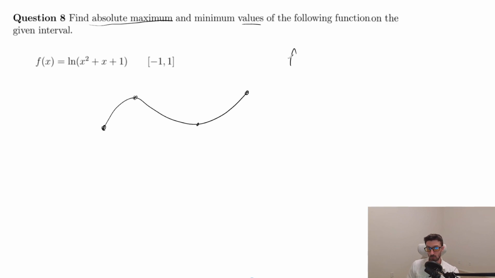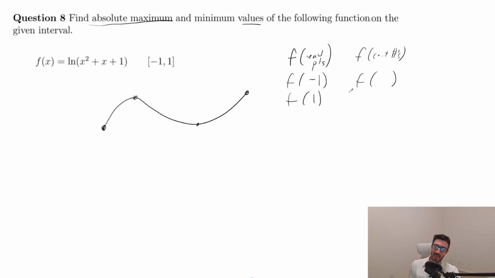So ultimately, we're going to have to plug in our endpoints, which means we're going to have to plug in -1 and 1. But we're also going to need to plug in whatever our critical numbers are. So we're going to have to figure out what those are, and we're going to plug them in, and whichever one comes out the biggest, that's going to be our absolute max.